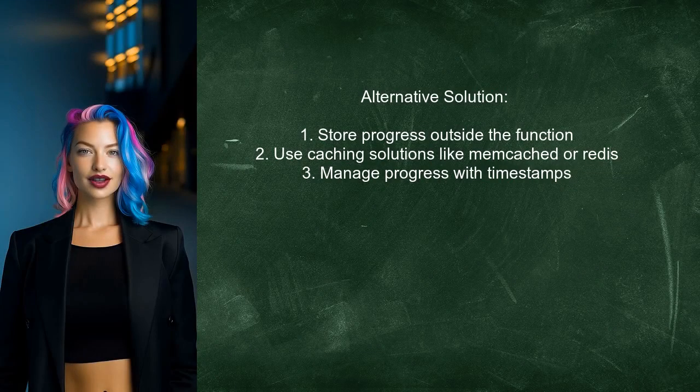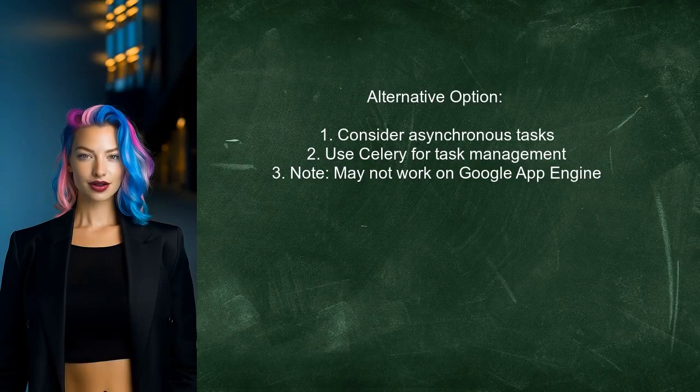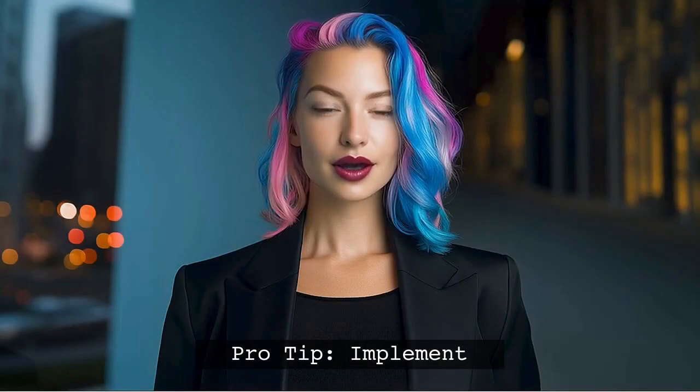One alternative approach is to store the progress of your activities outside of the function. You could use a caching solution like Memcached or Redis, along with a timestamp to retrieve and manage the progress. Another option is to make your task asynchronous using a tool like Celery, although this may not be feasible on Google App Engine. Here's the pro tip I promised.